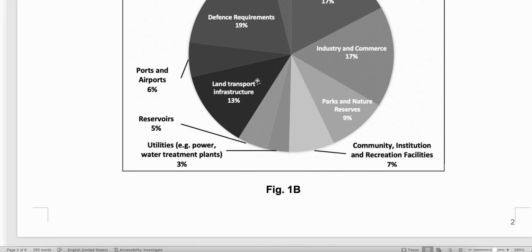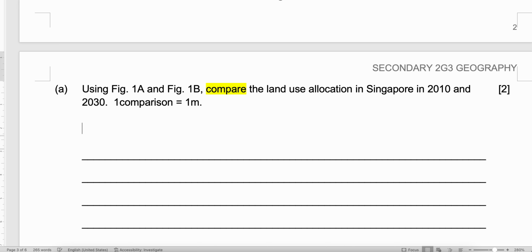Instead of looking at every single slice, some possible things you can look at is, for example, the biggest land use area. Has it changed from 2010 to 2030? For example, I just mentioned something blindly without looking at the graph. Maybe schools took up the highest land use allocation in 2010, but in 2030 it has changed to hospitals.